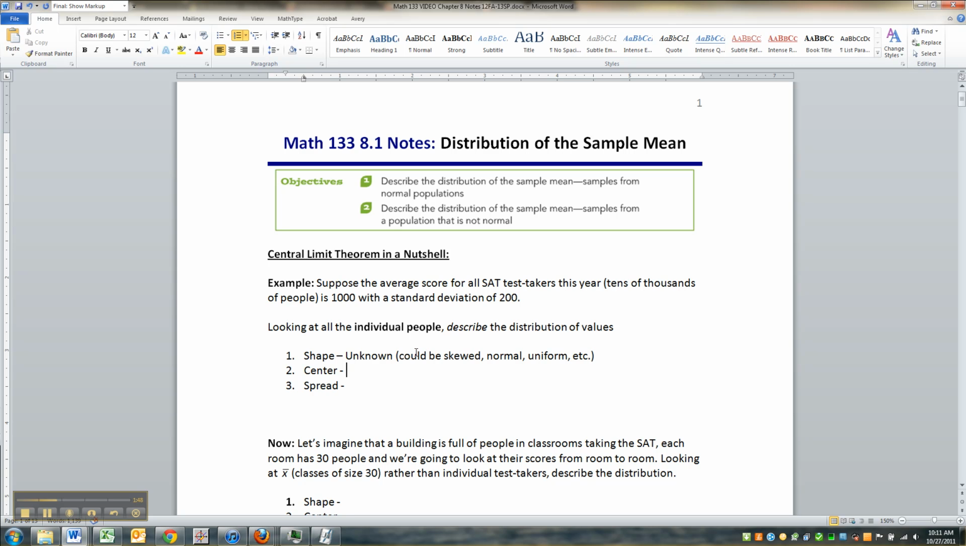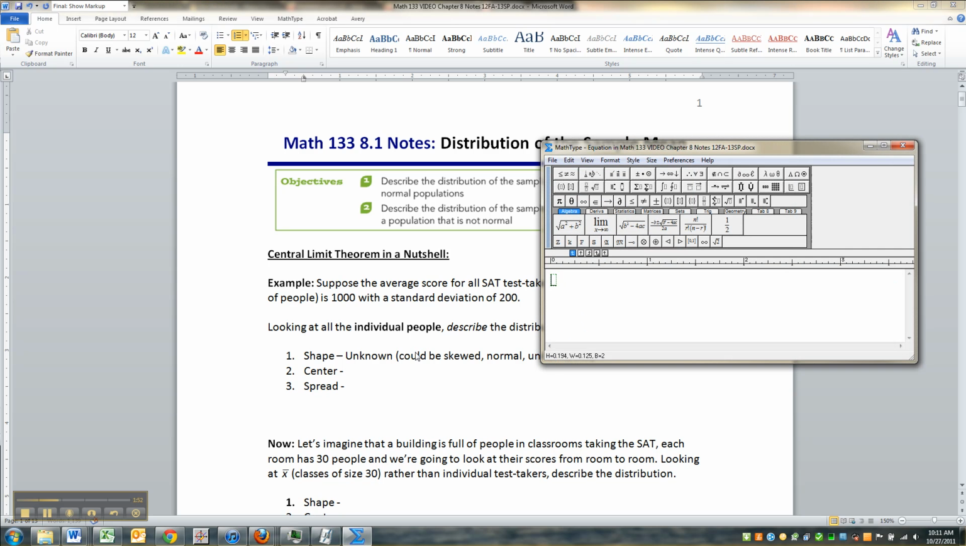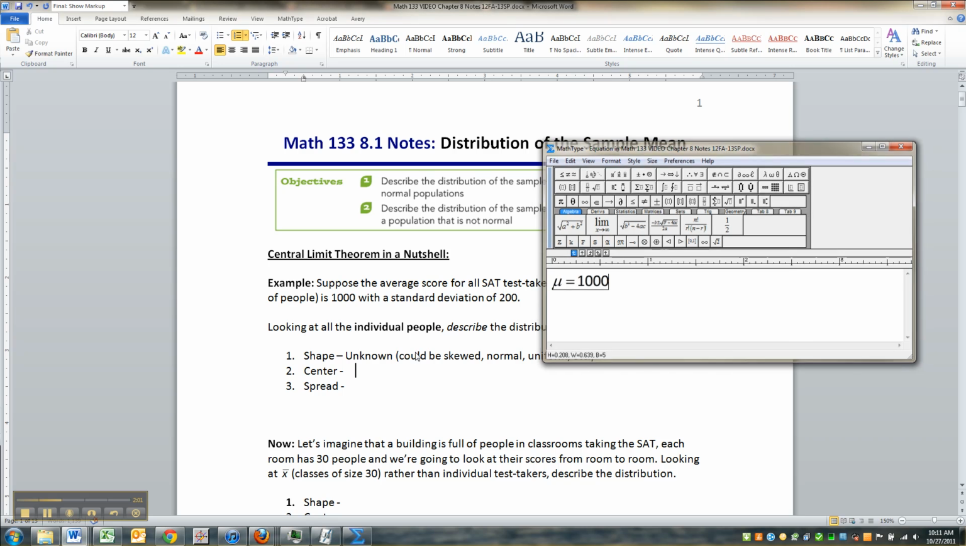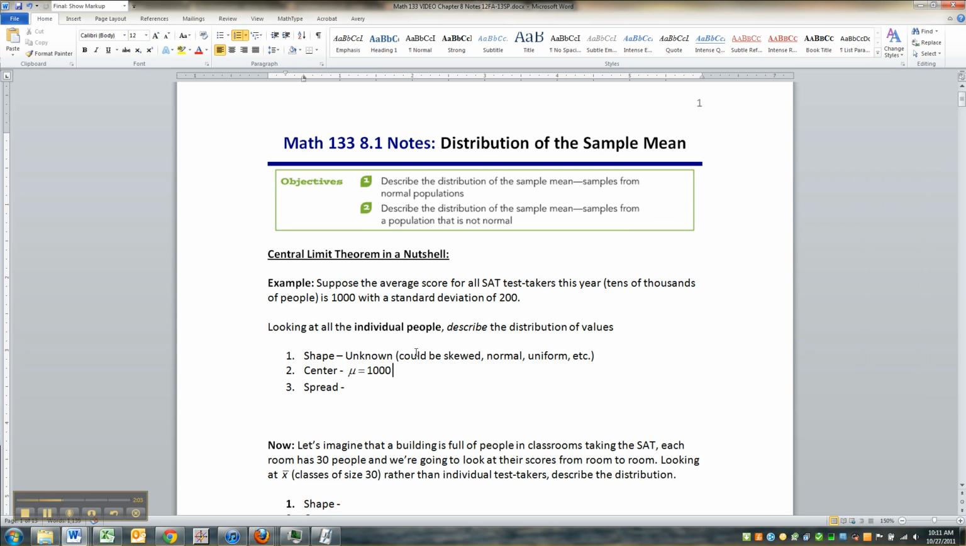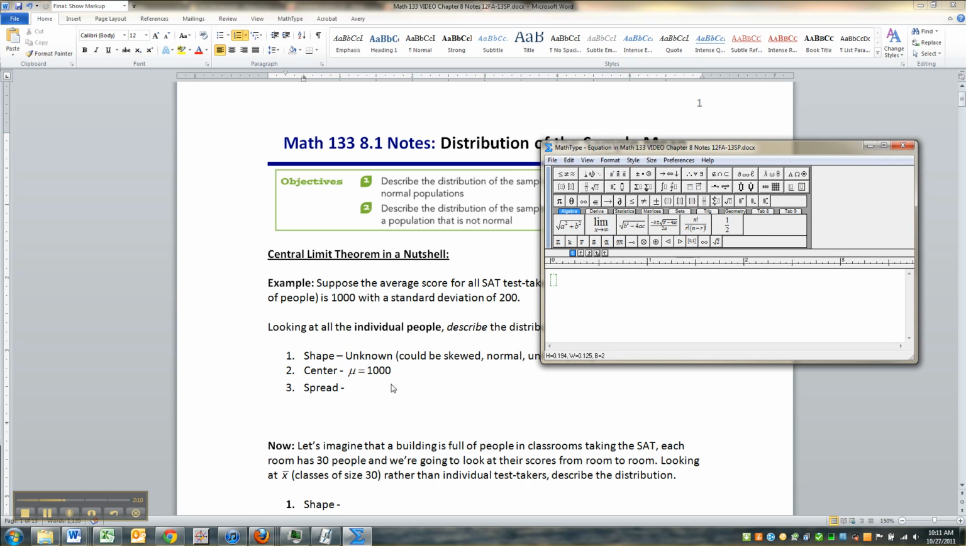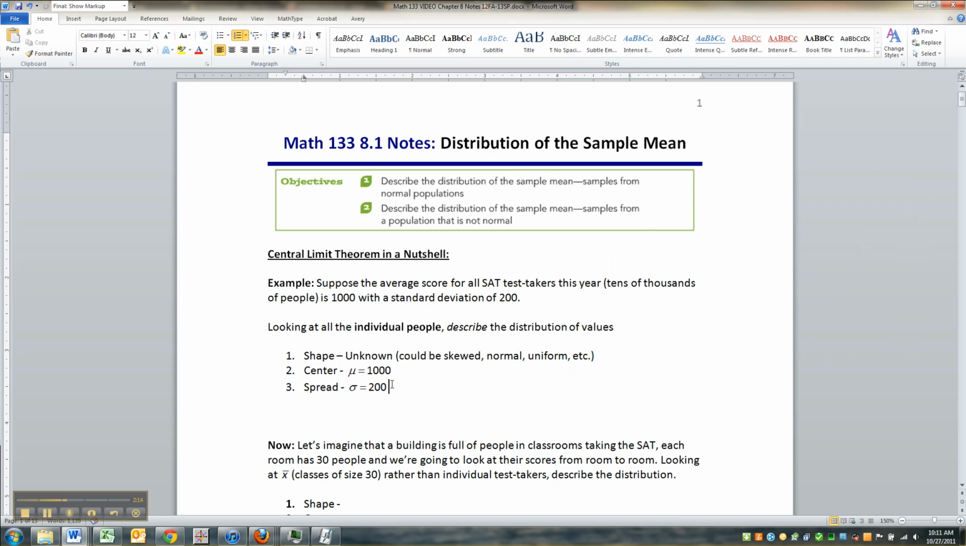What's the center? Well, that we do know. We know what the average is because that's what the center is. We know that the average is 1,000 because they told us so, right? If the average is 1,000 for everybody, then it's going to be 1,000 for the people that are in McDivitt taking it today, McDivitt being the hall where I work. All right, what about the spread? Well, we know that too because according to the people that make the test, the standard deviation is 200. So the spread is then 200.